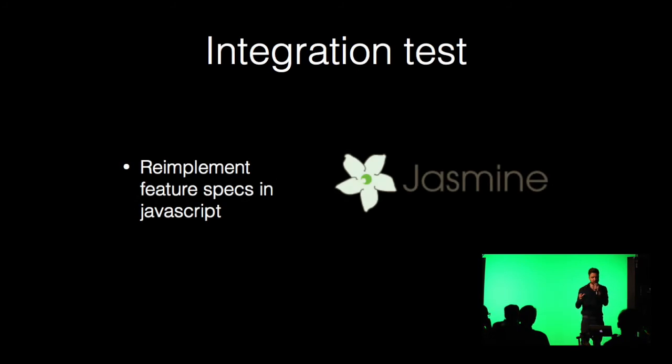As for integration tests, we had Capybara with RSpec integration tests on the Rails side. All of them had to be re-implemented on the client side using the Jasmine framework, because now it runs in a different stack. So we couldn't just take them over.